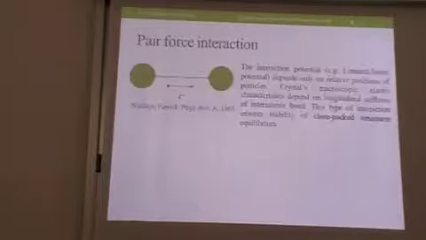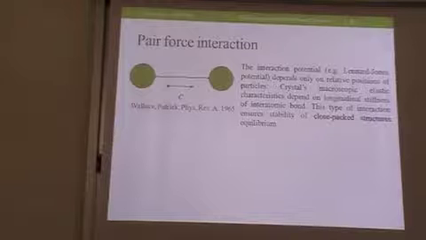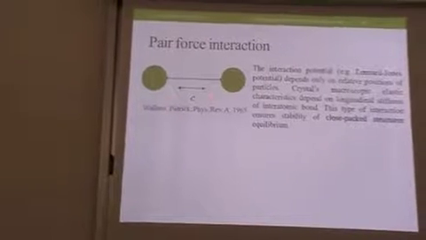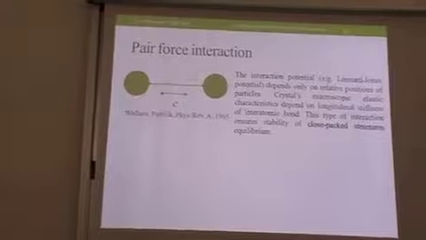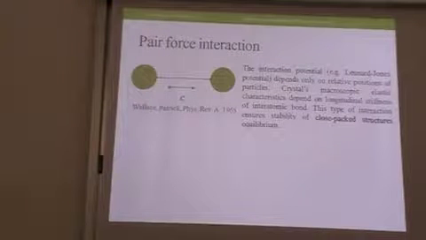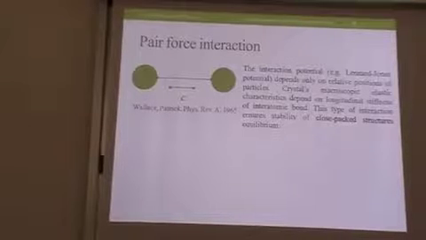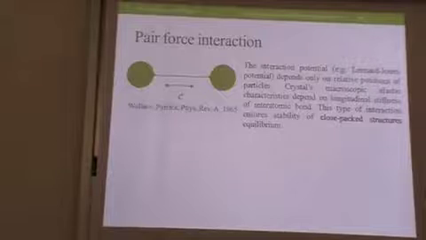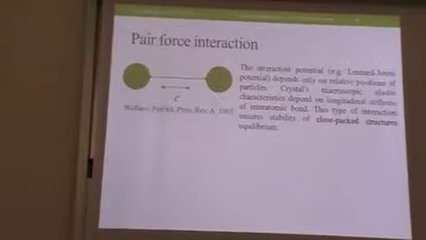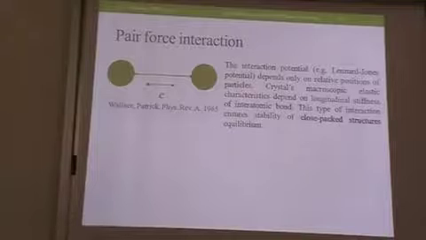Then we introduce the interaction. Let's take two particles, two nodes of the lattice. The interaction depends only on the relative position of the particles, that's all. And the elastic characteristics, for example, depend only on the longitudinal stiffness of the bond. And it's proved that this type of interaction ensures stability of close-packed structures in equilibrium.